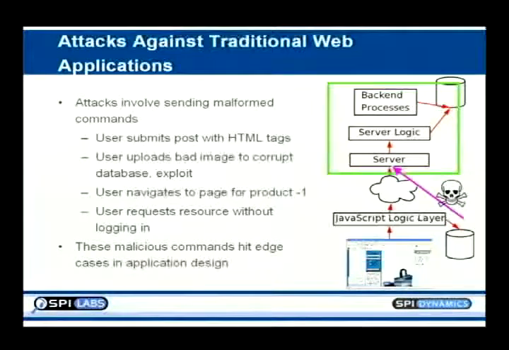So how do we attack traditional web applications? Because we're doing it right now. Well, really, the attacks involve sending malformed commands. So we'll submit a post with script tags in it, trying to do a cross-site scripting attack. We'll upload a really bad GIF image or a ping image as our avatar for a forum, trying to corrupt their back-end systems. We'll tell the web app, hey, give me product ID -1.